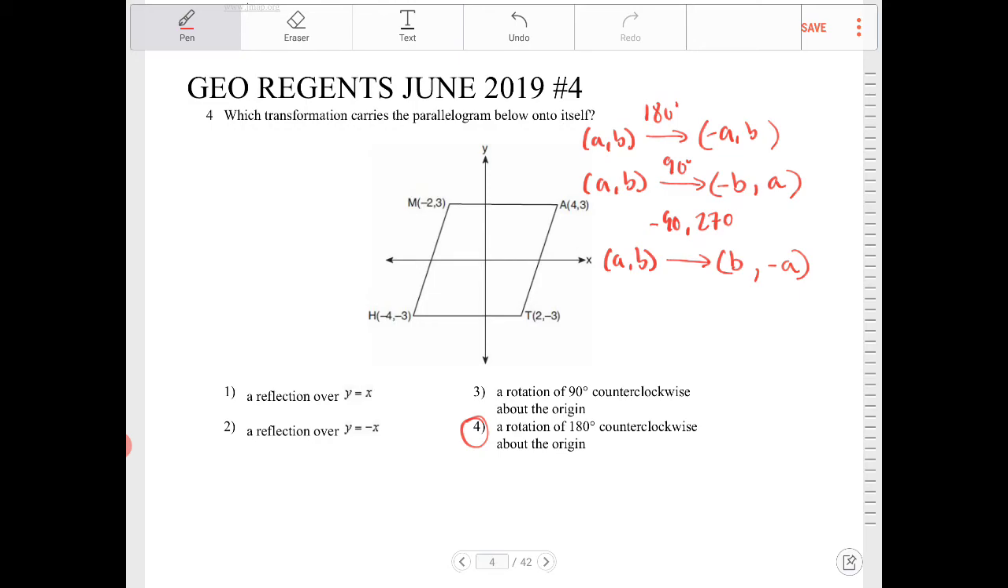If we're reflecting over the line y equals x, what would that be? So if I have a comma b, a reflection over the line y equals x, the x's and y's get reversed. Okay, and if we're reflecting over the line y equals negative x, what would happen in that case? They too will also get reversed, but it will get reversed negatively. So it will become negative b comma negative a. Okay.